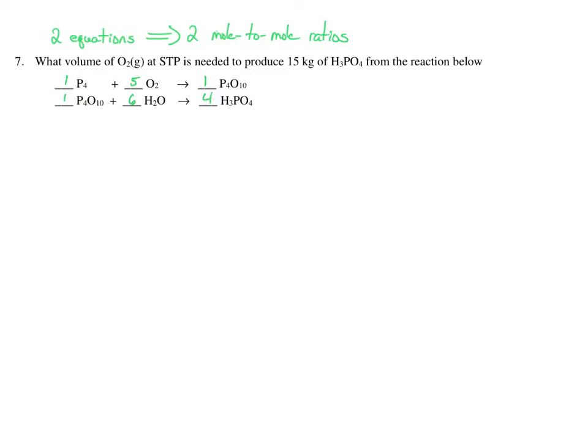Next, we need to identify the chemical that's in common to both of the equations. Here, the chemical that's in common to both equations is P4O10. We go back to the problem, and the problem gives us an amount of phosphoric acid, H3PO4, and it wants to relate that to oxygen gas at STP.